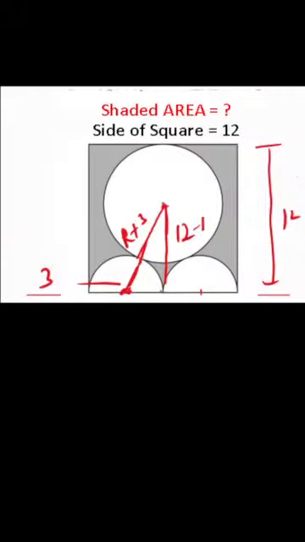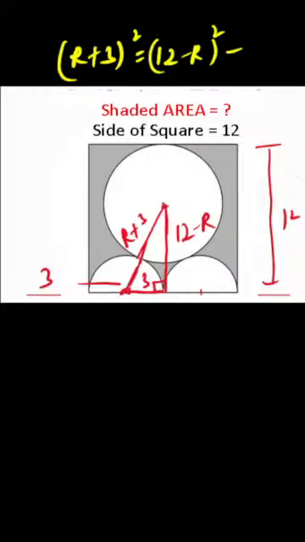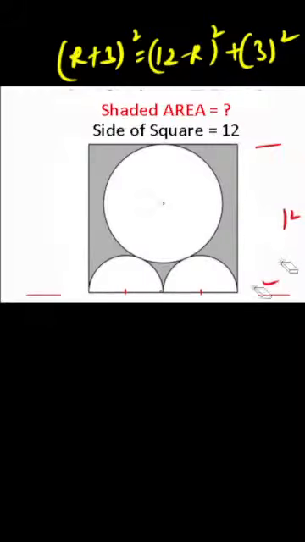Right? This is 12 minus R, and this is nothing but the radius of the semicircle. This would be 3 only. Now use the Pythagorean theorem. It's (R plus 3) square is equal to (12 minus R) square plus 3 square. And using this, you'll be getting the value of R as 4.8.